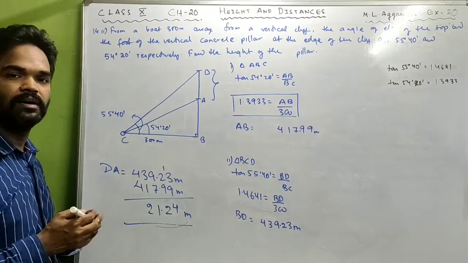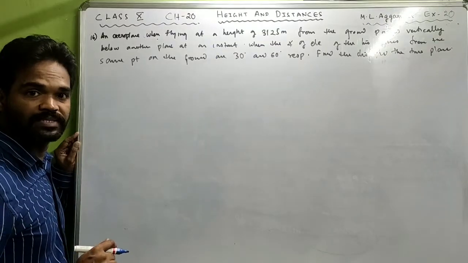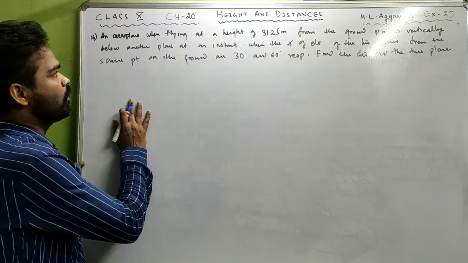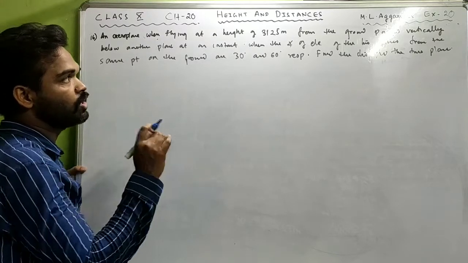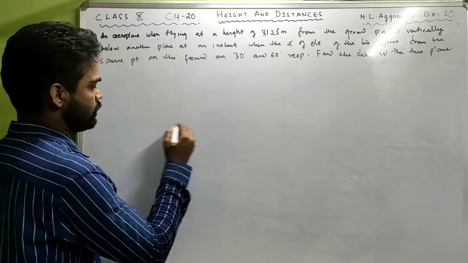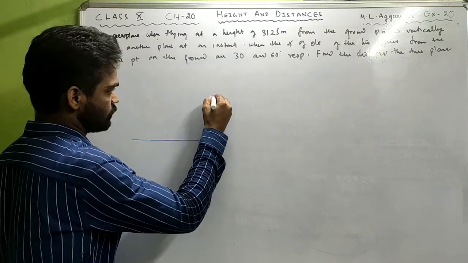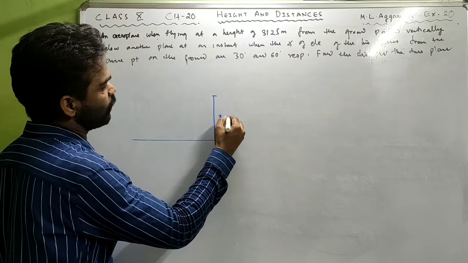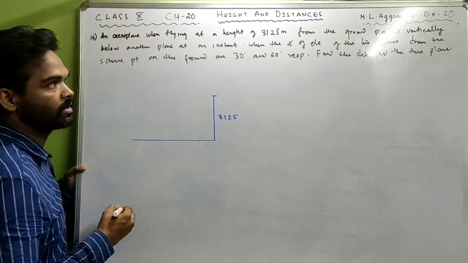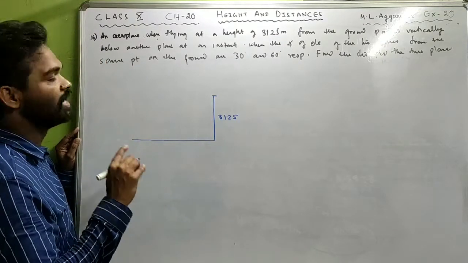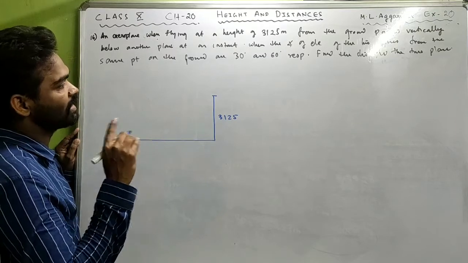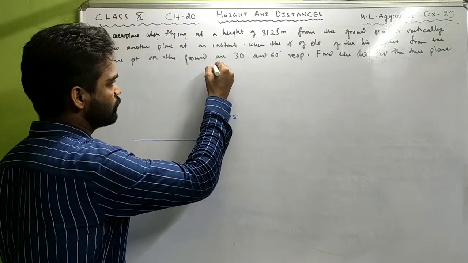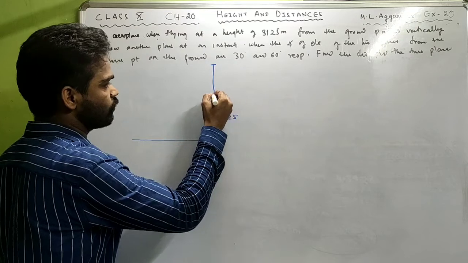Now let us look at the next sum. Now let us see sum number 60. Very important. An aeroplane when flying at a height of 3125 meter from the ground, which means there is an aeroplane flying at a height of 3125 meter from the ground, passes vertically below another plane at an instant, which means there was another plane and our original plane was below this plane.